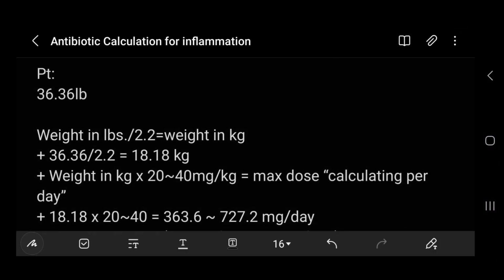In this video, I'm going to show you how to calculate antibiotic for the pediatric patient.